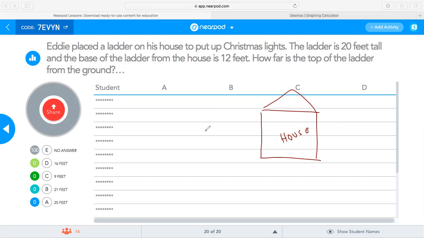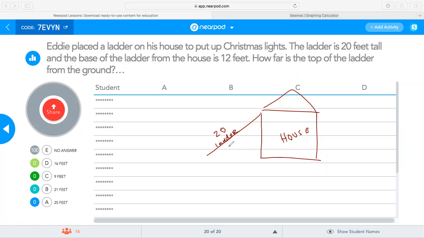Let me ask a question. When you place a ladder on a house, do you place it straight up or do you place it at an angle usually? You place it at an angle. So I'm going to draw my ladder. Here's my ladder. The ladder is 20 feet tall. The base of the ladder from the house is 12 feet.